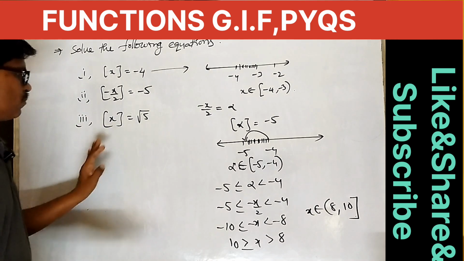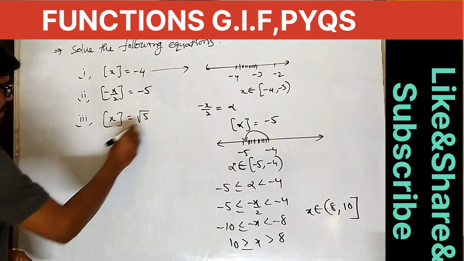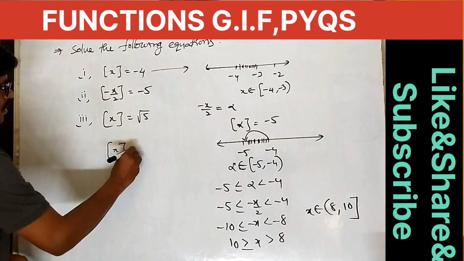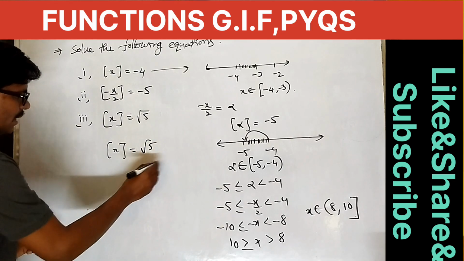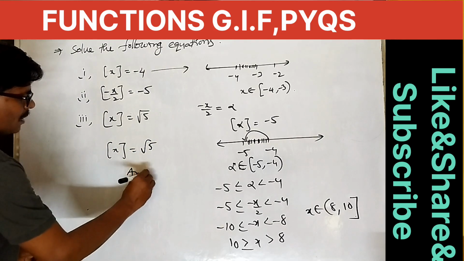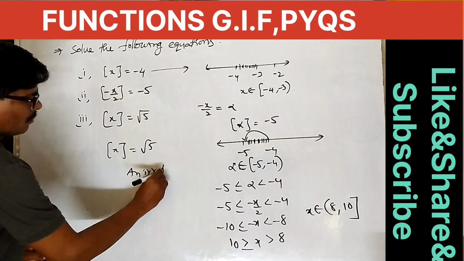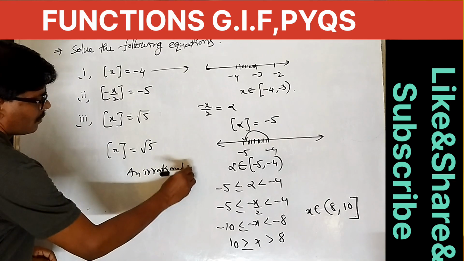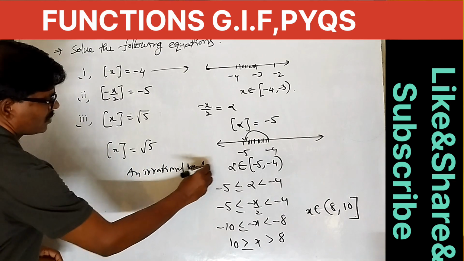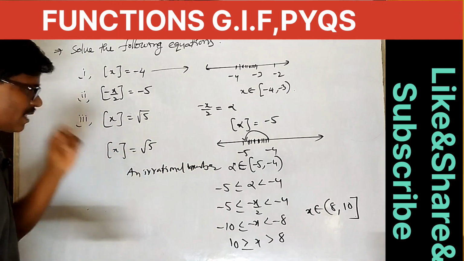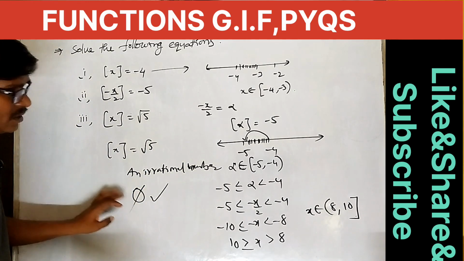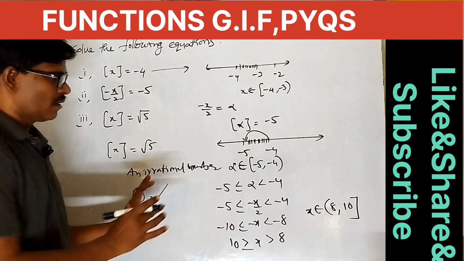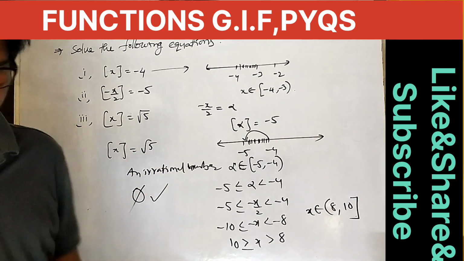Okay, what is this one? Step of x is equal to root 5. Root 5 is an irrational number, and this is not possible. It is not an integer, so there is no value of this one. This is pi, which is not a correct value. Okay, right.